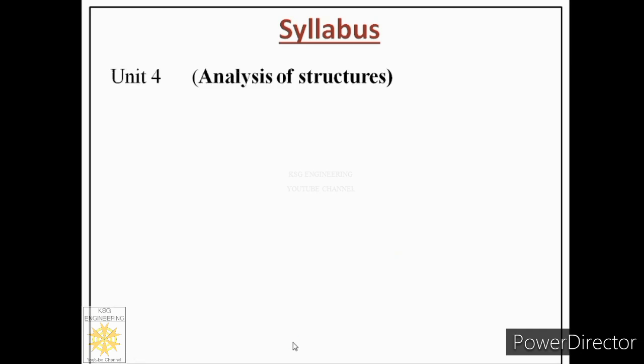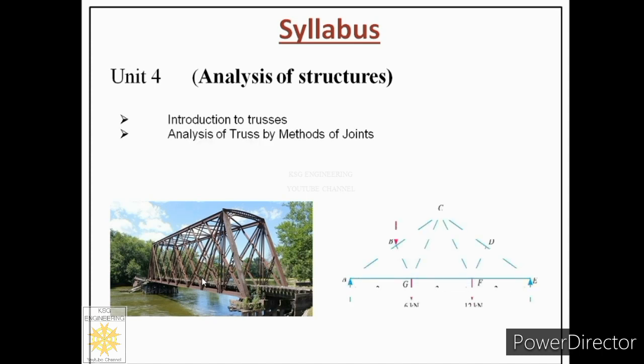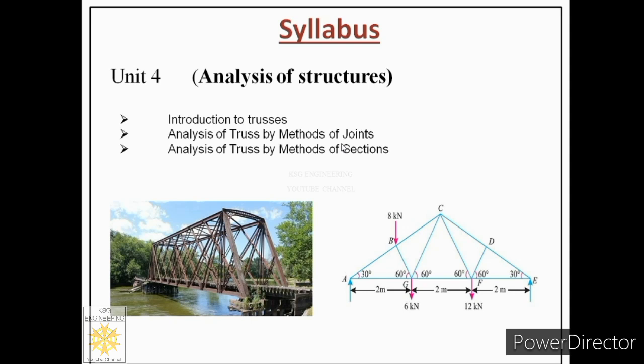In Unit 4, we will learn about analysis of structures. Basically we will cover trusses. I hope you have seen these types of bridges. We call this structure a truss. In this unit, we will learn how to find the forces in different members of the truss by using two methods. The first method is called the method of joints, and the second method is known as the method of sections.